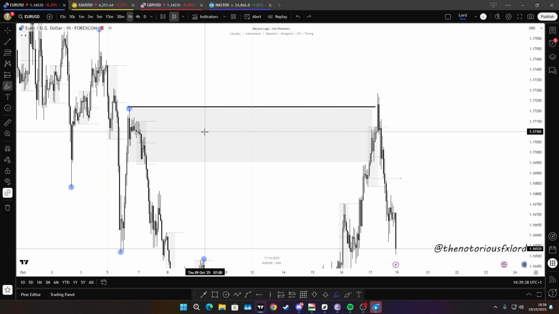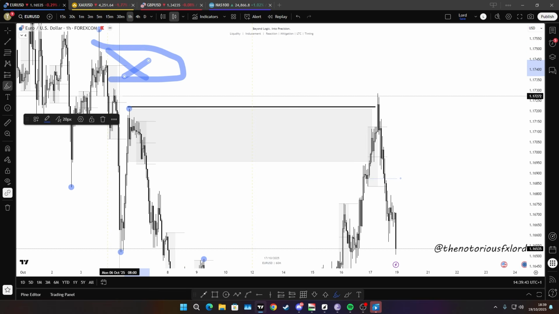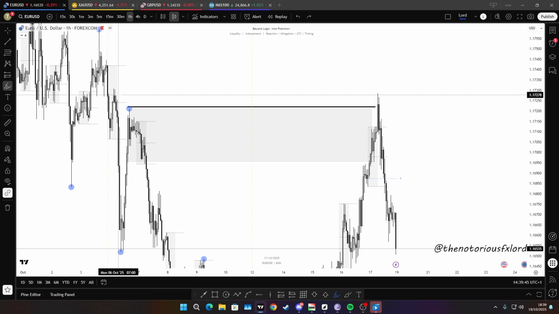And again, I've said this a lot of times, right? Do not mark your POIs, because you are not trading mitigations, you're not trading order flow, you're trading liquidity, right?